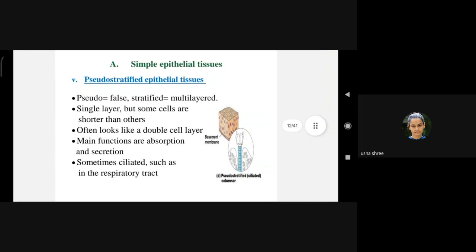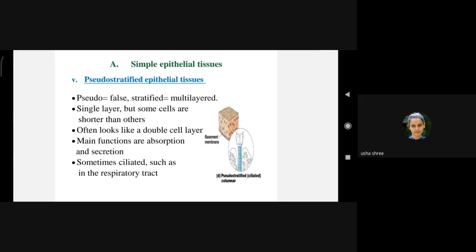Next one is pseudostratified epithelial tissue. Pseudo means false. We have also discussed earlier in the class pseudopodia, or false feet. Podia means feet. False feet are generated by different kinds of cells, like amoeba, or we have studied in case of lysosome that they generate false feet, and they attack the bacteria or the unwanted foreign particle and destroy it.